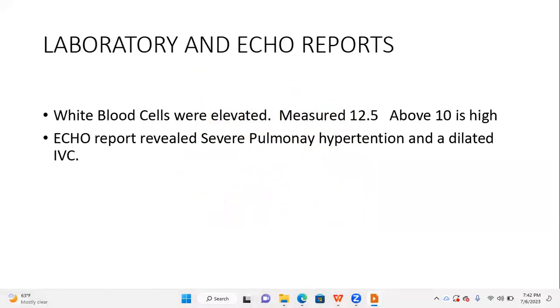The labs and the echo reports: the white blood cells for this patient were elevated. They measured about 12.5 microliters. And when I consulted the people from the lab, I was told that above 10 microliters is abnormal. Echo report revealed severe pulmonary hypertension and a dilated inferior vena cava.